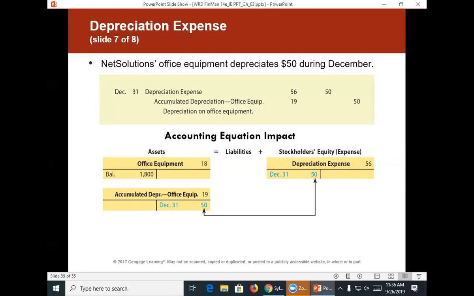So that credit to accumulated depreciation is where we're showing that decline in value of the office equipment. We have not subtracted and put the new amount. No, this stays its own account. So every time we credit it, we're just showing the amount of depreciation that has accumulated, the total decline.